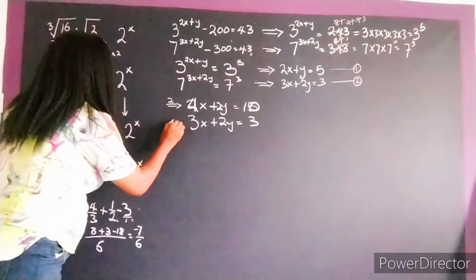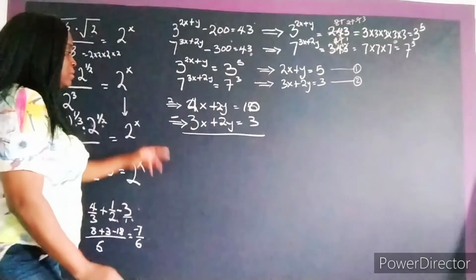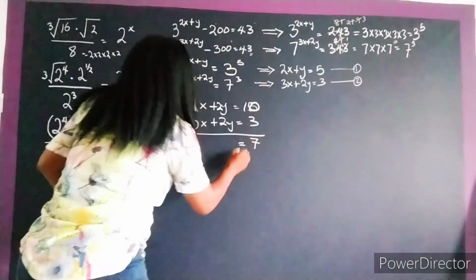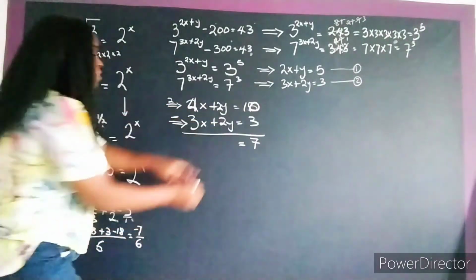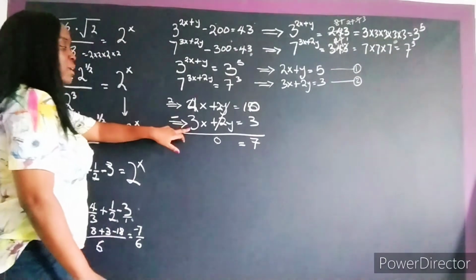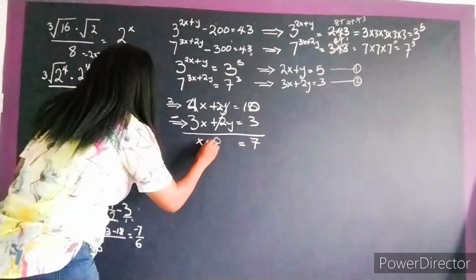So if I subtract, I'll have 10 minus 3 will give me 7. 2y minus 2y will give me 0. 4x minus 3x will give me x.